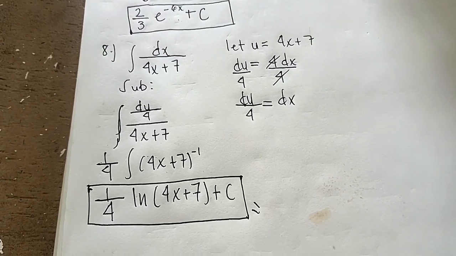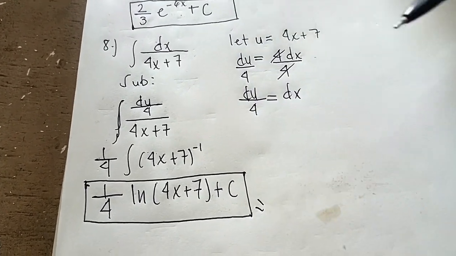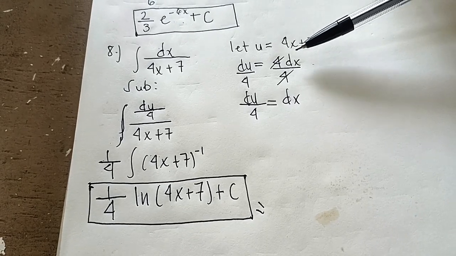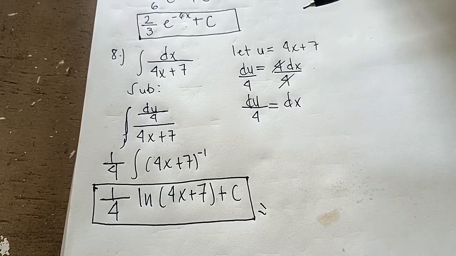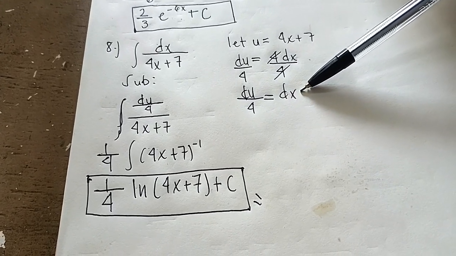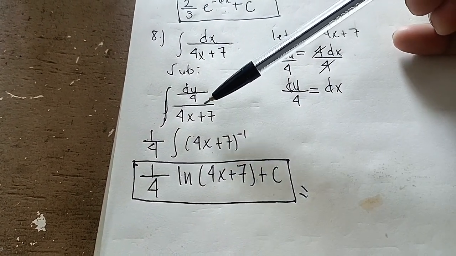We have our next example, which is example number 8. So we have the integral of dx over 4x plus 7. So we let u be 4x plus 7. So the derivative of u will be 4 dx. Then we divide both sides by 4. We will have du over 4 is equal to dx. Then substitute. We substitute dx, which is du over 4, over 4x plus 7.